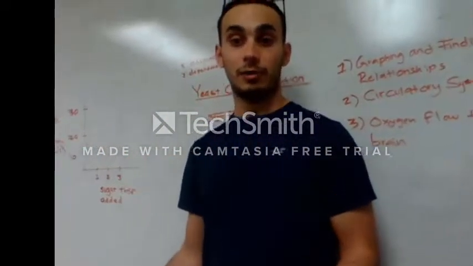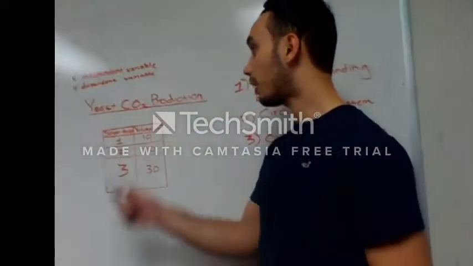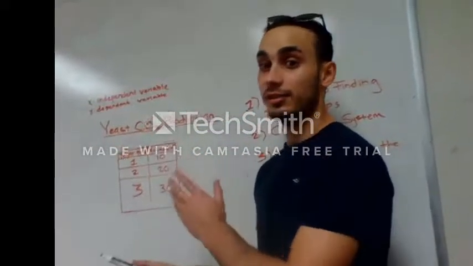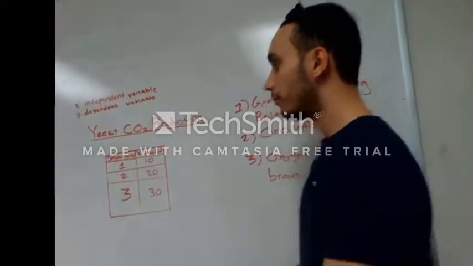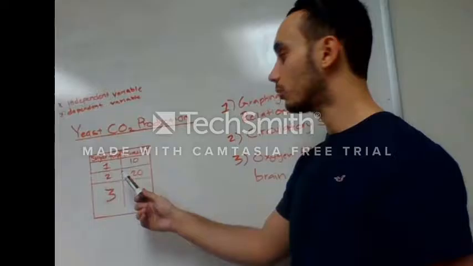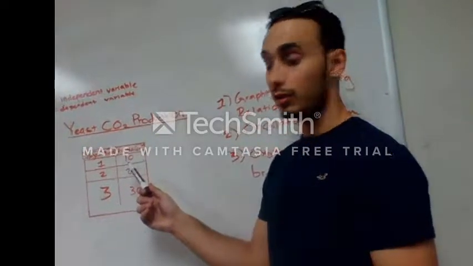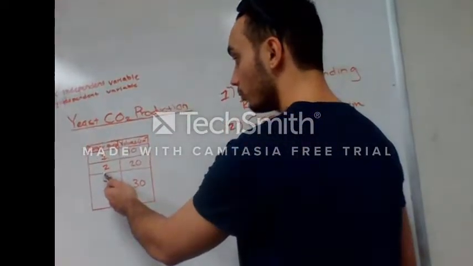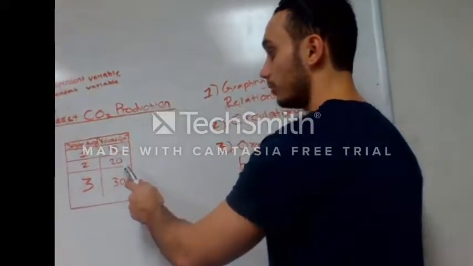For our dependent variable, we're looking into how much CO2 is produced for every time we add a different amount of sugar. So if we add 1 tablespoon of sugar here, we saw that the volume of the balloon would go up to 10 centimeters cubed. If we add 2 tablespoons of sugar here, we saw that the volume of the balloon would go up to 20 centimeters cubed, and 30 centimeters cubed.